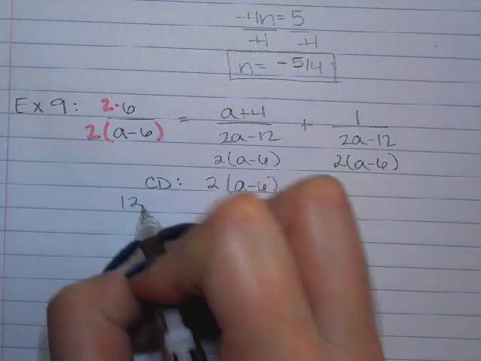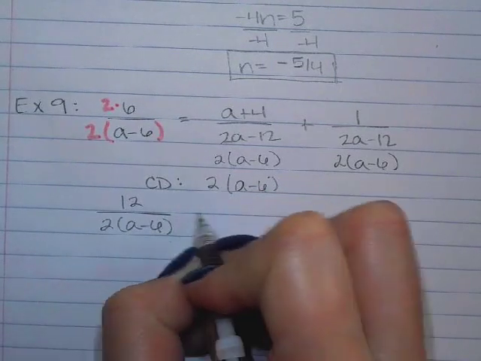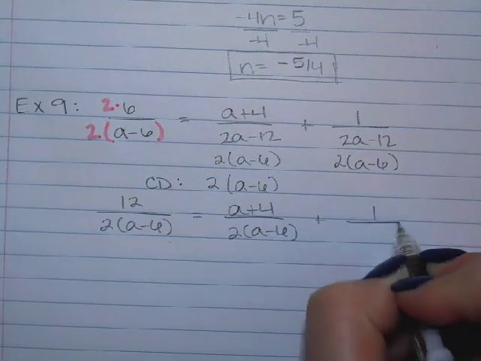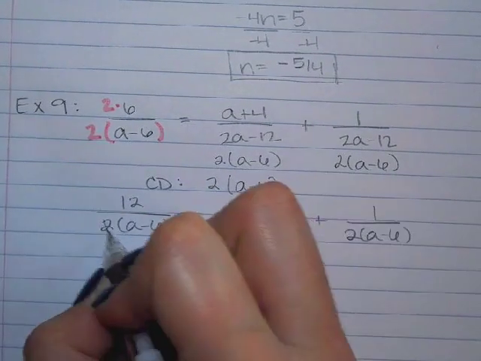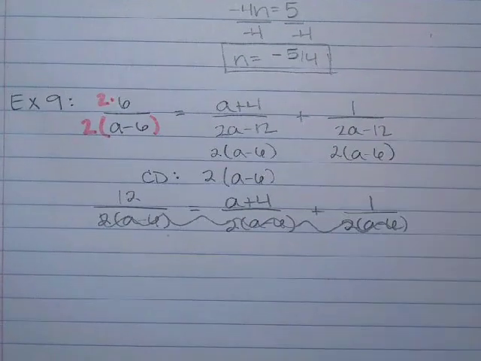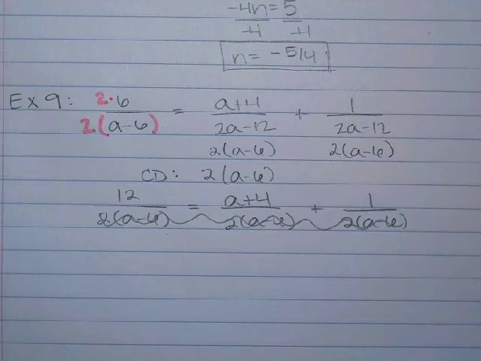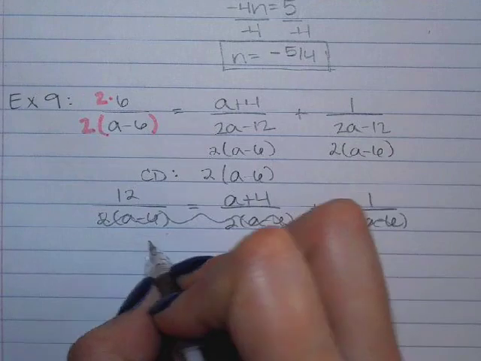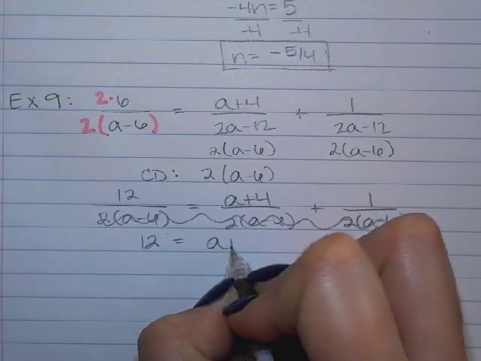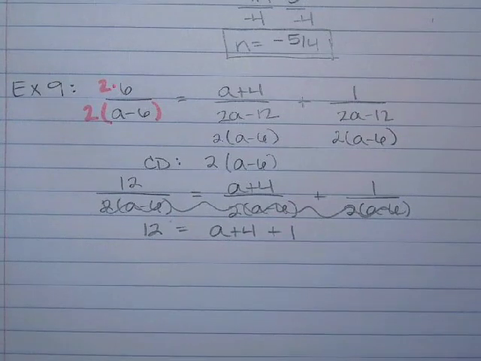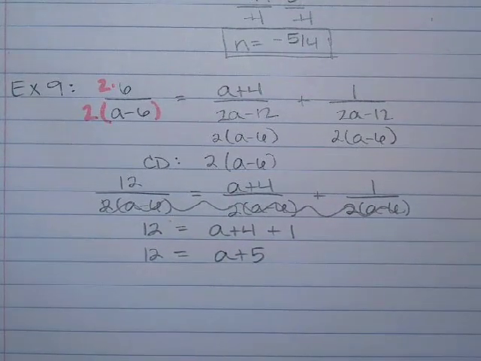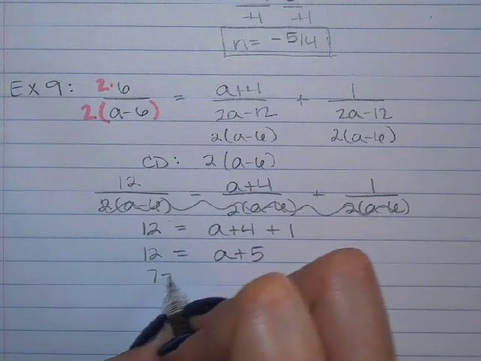So we have 12, 2 times a minus 6, a plus 4, 2 times a minus 6, 1, 2 times a minus 6. And since the denominators were the same, we can just get rid of all of them. So we have 12 equals a plus 4 plus 1. Twelve equals a plus 5. 7 equals a. Okay.